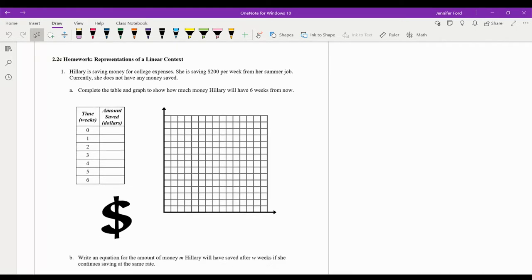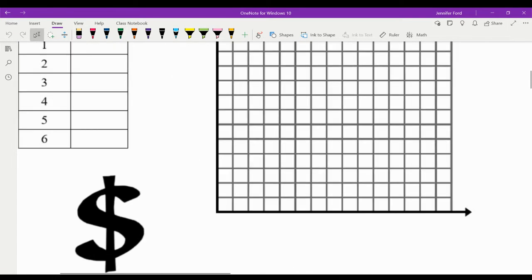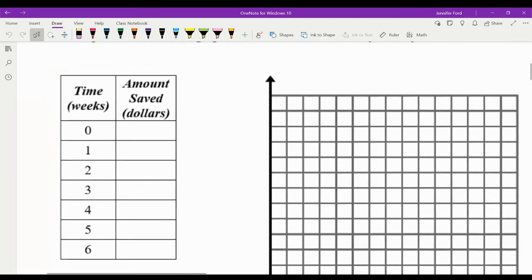Problem number 1. Hillary is saving money for college expenses. She's saving $200 per week from her summer job. Currently, she does not have any money saved. Complete the table and graph to show how much money Hillary will have 6 weeks from now. All right. The table is easier, so we'll start there.